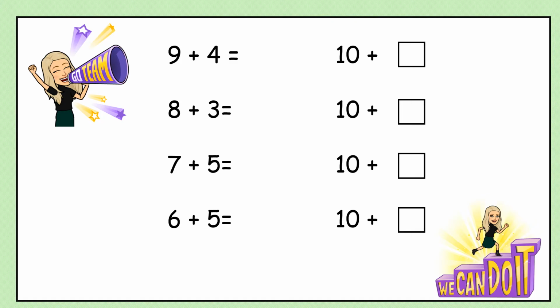So for the example, the first number sentence is 9 add 4. Instead of 9 add 4, we're going to make 10. So it'll be 10, not plus 4, because we've moved one of these across to make 10. It'll be 10 plus 3. Well done. So 9 plus 4 is the same as 10 plus 3. Have a go at doing these 3 on your own, and once you have done that, press play and we'll go through the answers together.